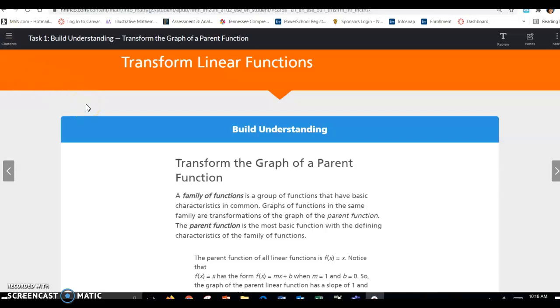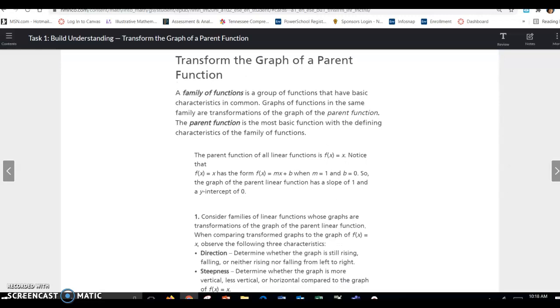Transform the graph of a parent function. A family of functions is a group of functions that have basic characteristics in common. Graphs of functions in the same family are transformations of the graph of the parent function. The parent function is the most basic function with the defining characteristics of the family of functions. The parent function for all linear functions is y equals x, and f of x is just function notation for y equals x. So f of x equals x.